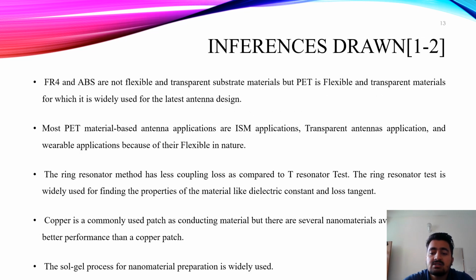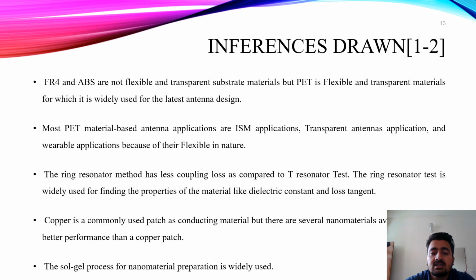Now these are the inferences drawn from the literature review. FR4 and ABS are not flexible and transparent substrates, whereas PET is a flexible and transparent material, for which it is widely used for the latest antenna designing. Most of the PET-based antenna applications are ISM application, transparent antenna application, and wearable application because of its flexibility.